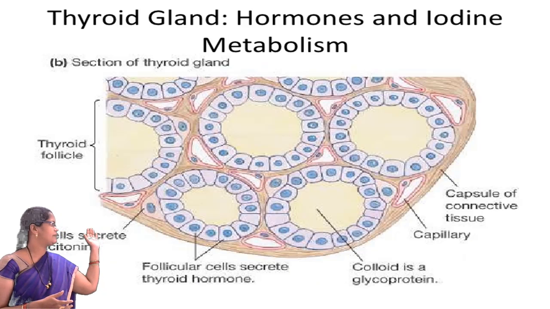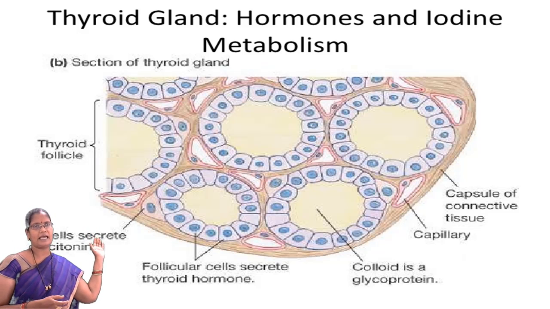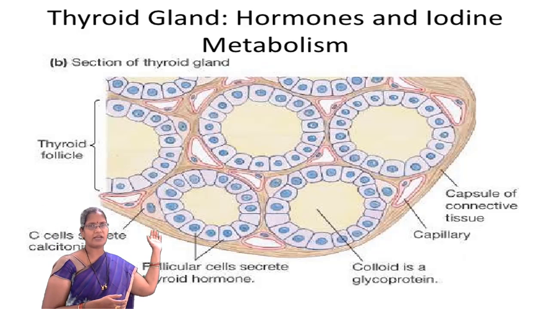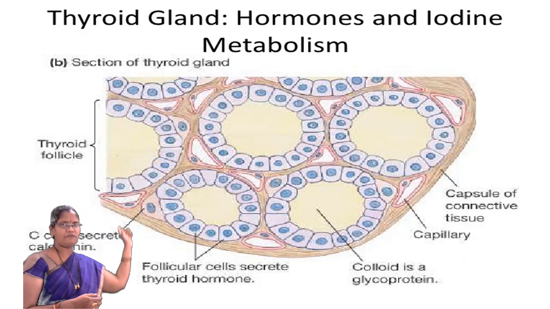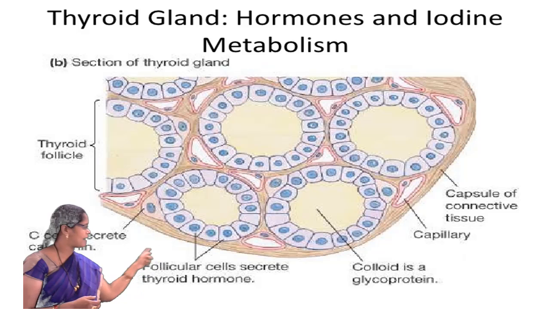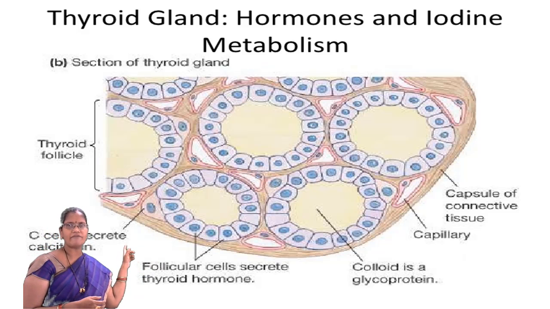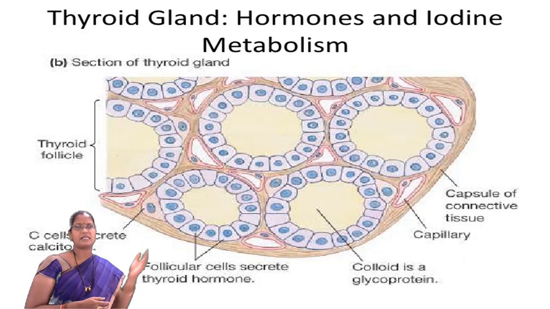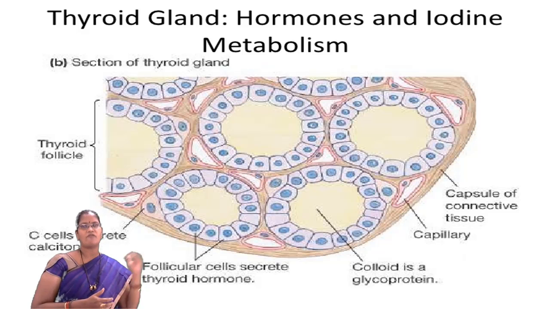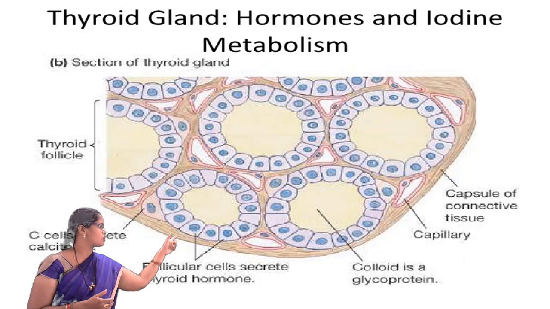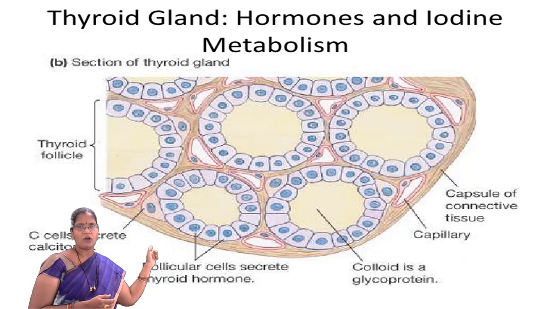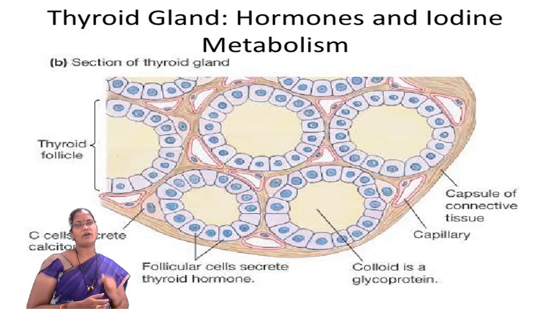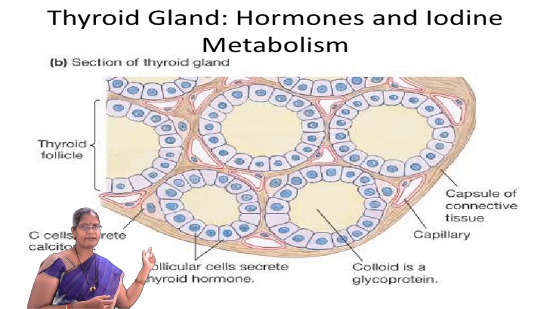So this is a picture depicting the structure of the thyroid gland. This is a section view of the thyroid gland. If you observe the section view, you have a brown colored part, which is the capsule of connective tissue. Inside it are the follicular cells. Thyroid contains follicles, and these follicles are composed of follicular cells. The follicular cells secrete the thyroid hormones, which are T3 and T4.